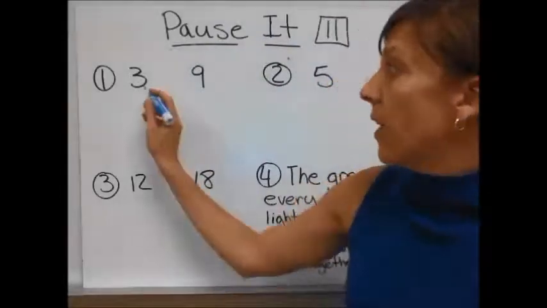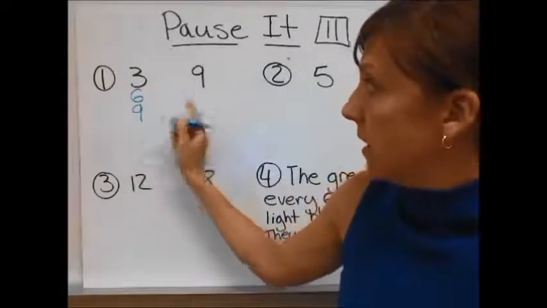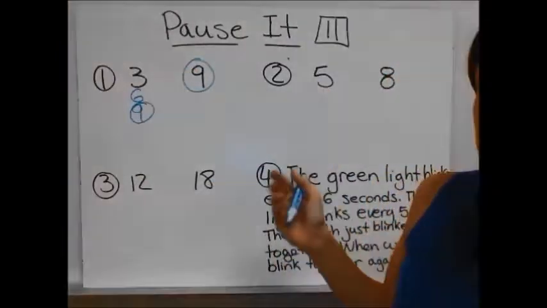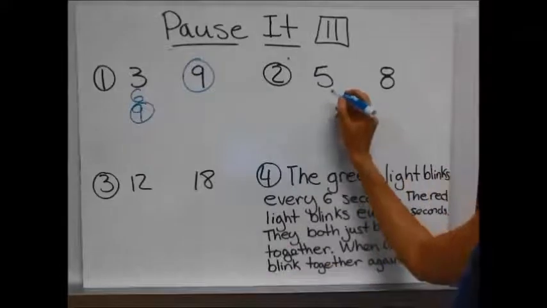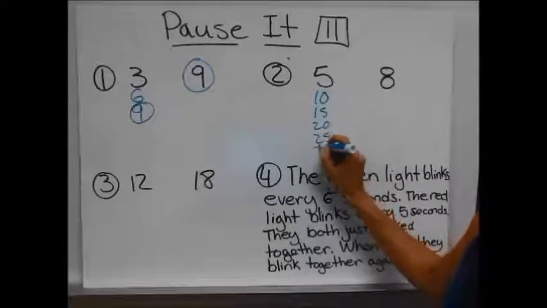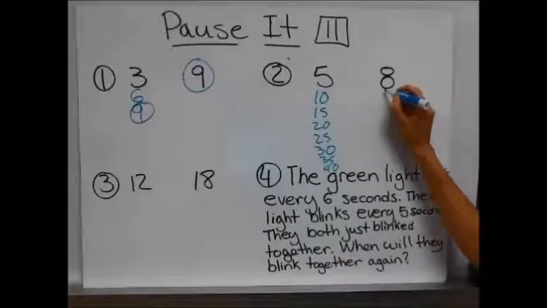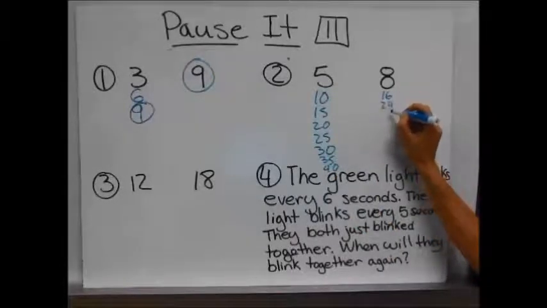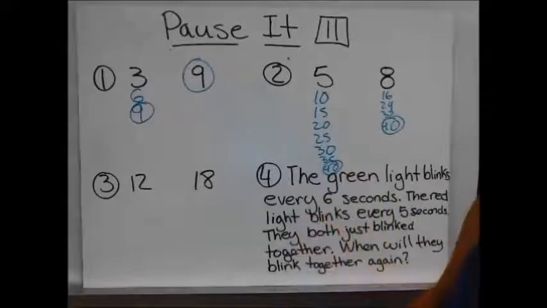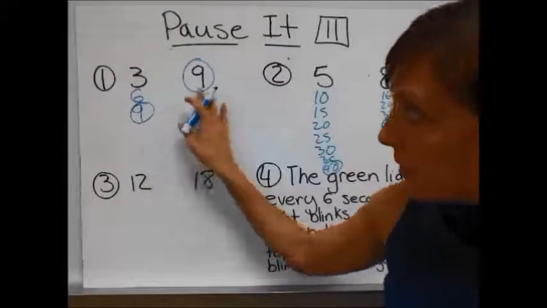Okay, let's go ahead and do that. 3, 6, 9, and I already found the least common multiple, 9. Let's go to number 2. In number 2, I'm going to say 5, 10, 15, 20, 25, 30, 35, 40. I'm going to go over here and do 8, 16, 24, 32, 40, and I have found the greatest common factor, or excuse me, the least common multiple of the 2 numbers.